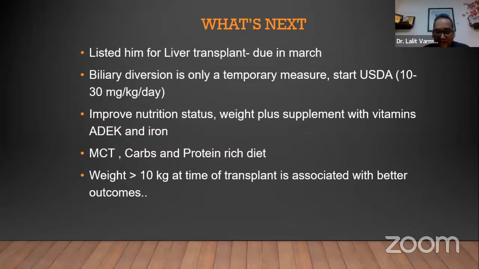Before transplant, like other kids, we have to improve the nutrition with vitamin A, D, E, and K, iron, calcium. Put them on a high density protein-rich diet. The better the weight, the better the transplant outcomes. So we expect a weight of more than 10 kg, of course, but we are not always lucky. We did a transplant on a kid called Zohan, and the weight was only 4.2. He's coming out of the ICU now and he's doing well.